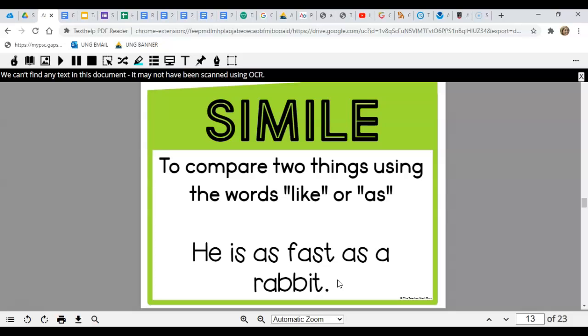But if I compared two students, John is as fast as Robert, that is not a simile because those are two like things. They're two boys, okay? They're two humans. So it has to compare two unlike things. The clouds are like cotton candy floating in the sky. So it's comparing clouds to cotton candy, okay? So it has to be two unlike things.